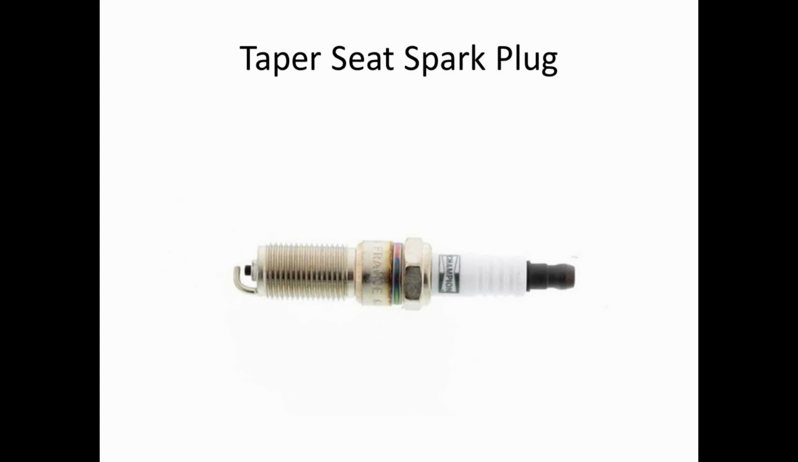This is an example of a taper seat spark plug. You can see there's a taper on the seat of the spark plug. This presses up against the head and seals it. This is kind of an old school method of doing it. Back in the days of the old small block V8s and big block V8s. You don't see this too much anymore. You still do, but like I said, it's not as common.